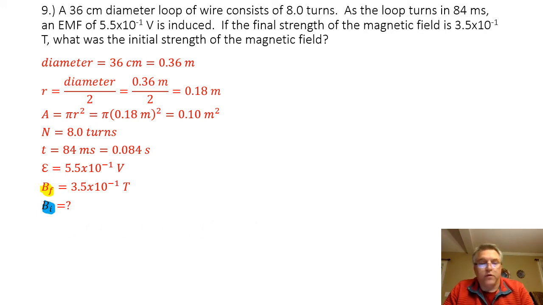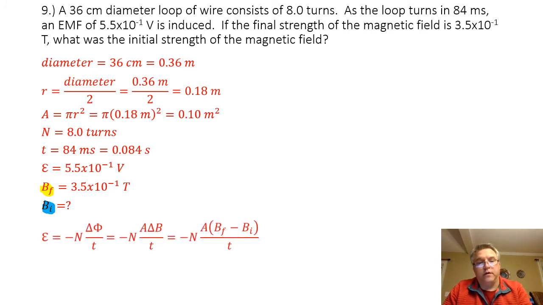Once again, we're going to start with Faraday's law, but we're going to depart slightly from what we've done in previous problems, where we have the delta B for the change in the magnetic field. Now I want to break that down into B final minus B initial, because that's going to give me my given value for the final strength of the magnetic field, and it is going to give me my initial value for the magnetic field, which is what I want to solve for.